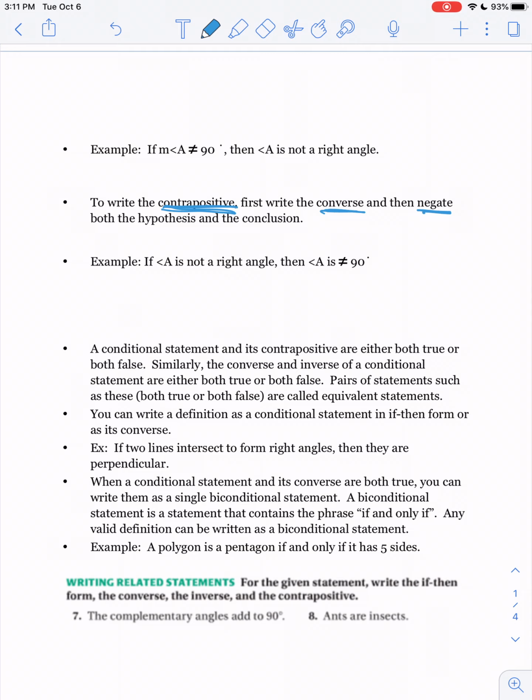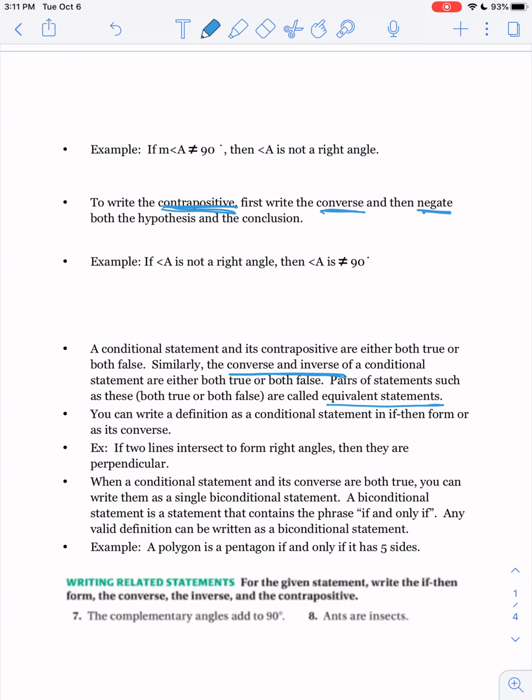And a conditional statement and its contrapositive are both true or both false. So if a statement is true, then its contrapositive is going to be true also. And also, converse and inverse go together. So if the converse of a statement is true, the inverse is also going to be true. We call these two equivalent statements.